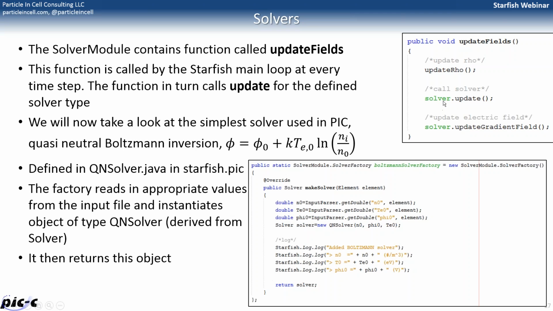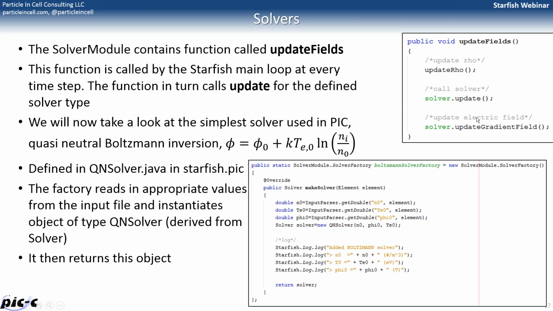Again, at no point here do I actually know what my solver is. I just know that since it inherits from the base abstract type class called Solver, with a capital S, it will need to define a function called update. So I simply know that this update function exists, I call it, and let the solver do its own magic, whatever it needs to do. And at the end I also update the gradient field.